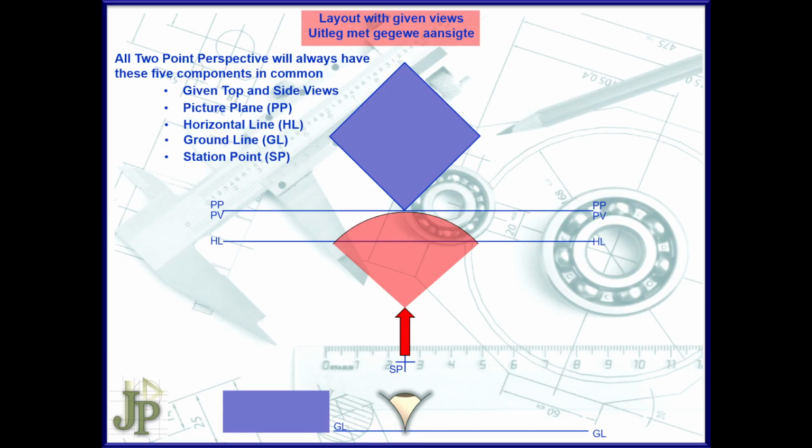Another very important factor is that when the top view touches the picture plane and the corresponding height is on my ground line, then I know that that specific point will touch the ground line. Please pay attention to the abbreviations for picture plane, horizon line, ground line, and station point, as that will be used frequently in your layout views.